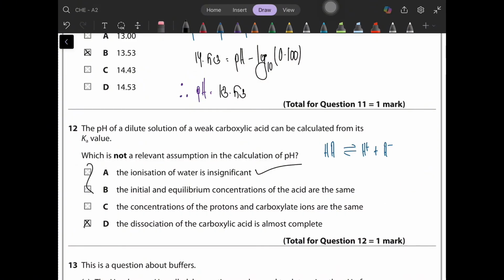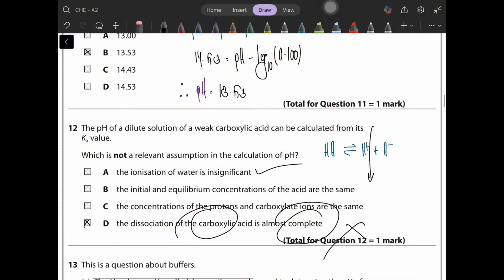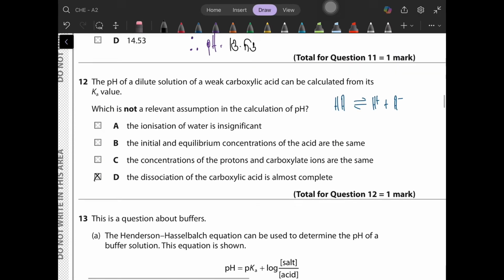However, we have eliminated these three, right? So the last one should be our answer. So D should be our answer in short. The dissociation of carboxylic acid is complete. No, it isn't. The concentration of H plus should always be low when it says about the dissociation of weak acids.